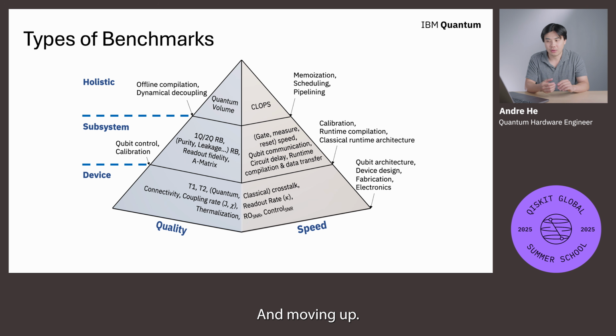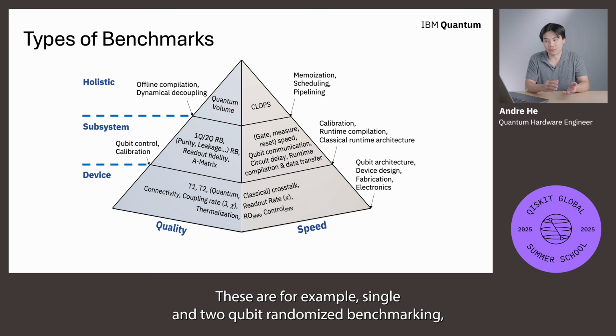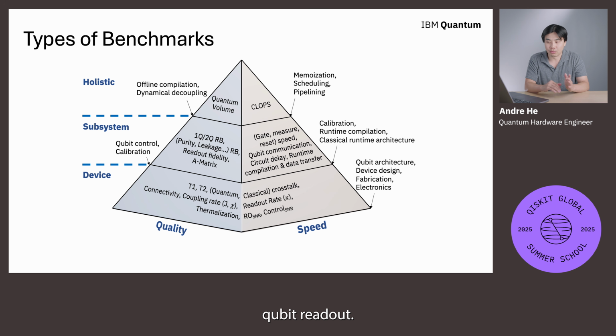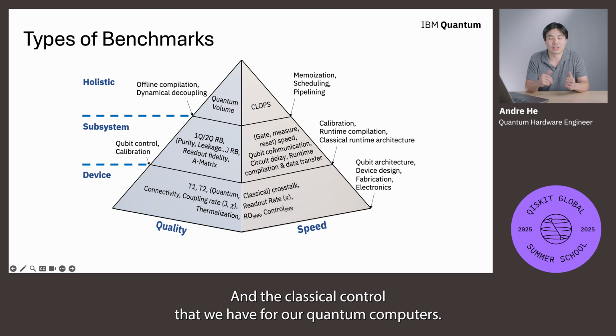And moving up, we have subsystem level benchmarks, which we're able to measure after we've calibrated our qubit control. These are, for example, single and 2 qubit randomized benchmarking, qubit readout, assignment matrices for qubit readout, and other benchmarks that are associated with circuit compilation and the classical control that we have for our quantum computers.